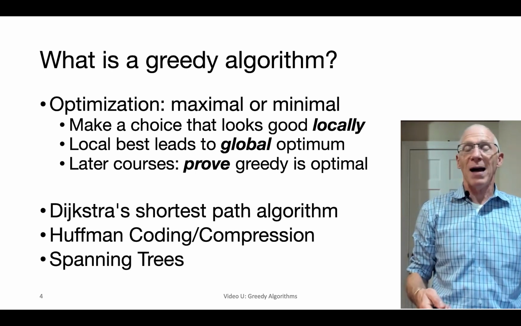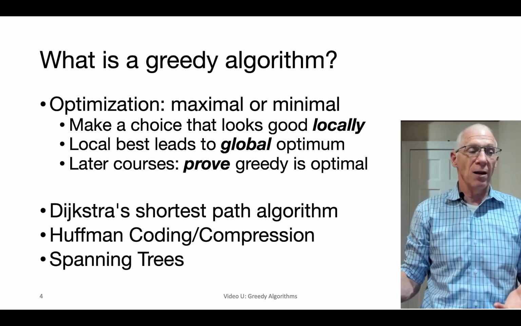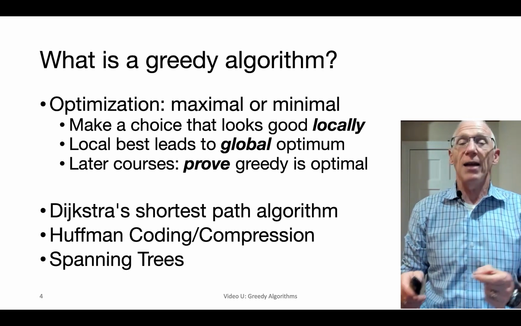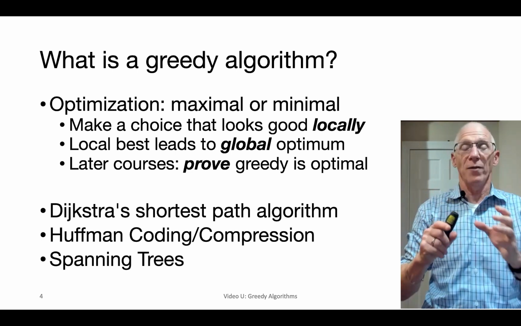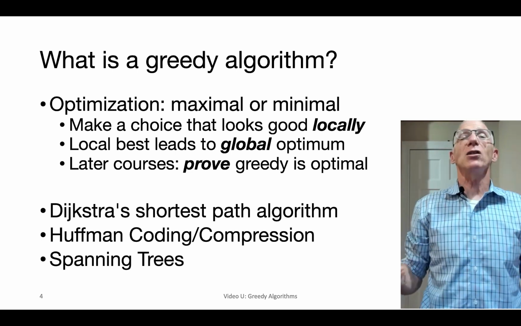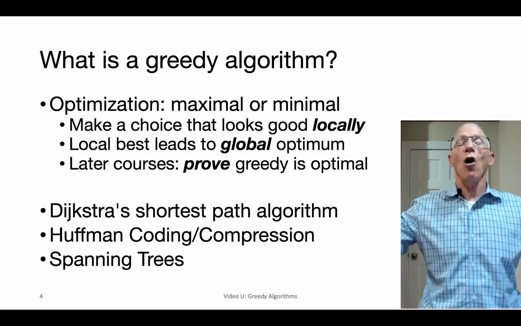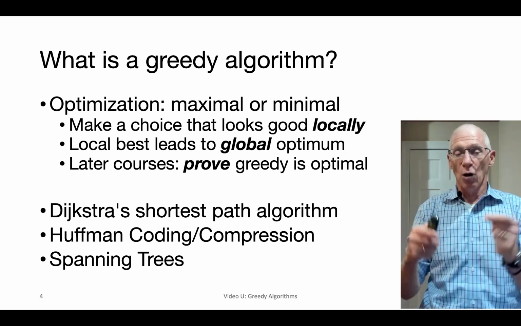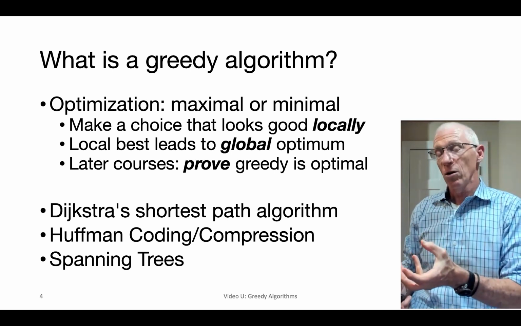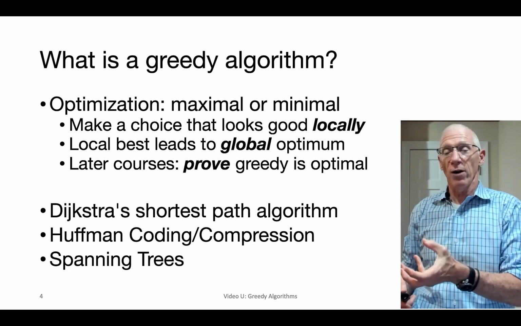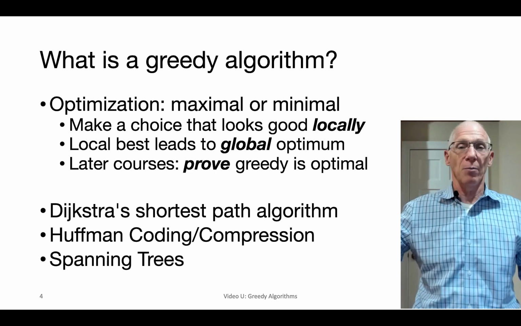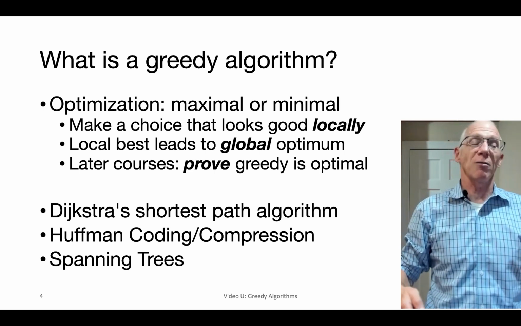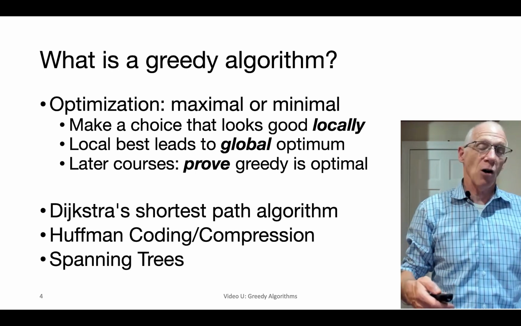Do something with a maximal or minimal amount. And you make a choice that looks good locally. In the coin example, we choose the biggest coin. That's a local decision. But it leads to a global optimum where for all the change we're doing, we have the fewest coins possible. The local choice is the local biggest denomination coin right now, and it leads to the global optimum. And if you take more courses, you'll prove that some greedy algorithms are optimal, but not all are.